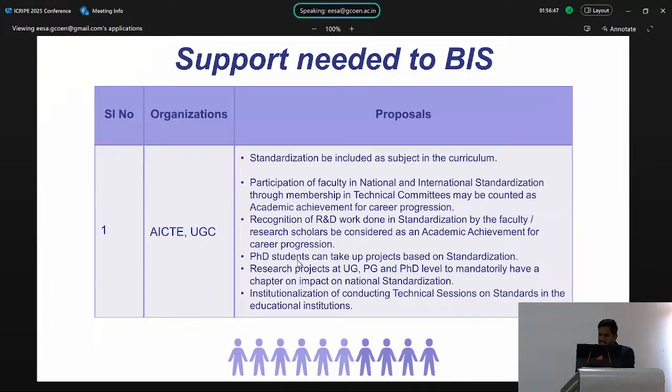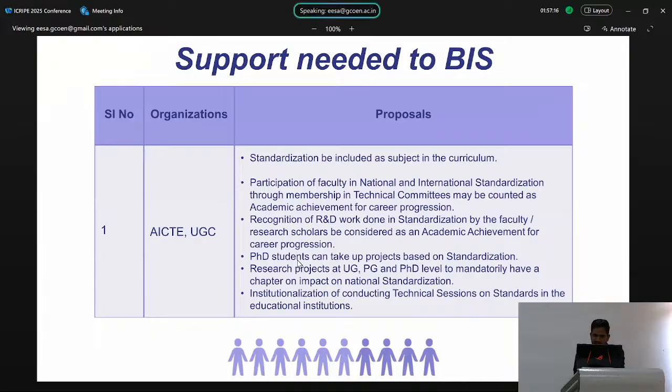Institutionalization of conducting technical sessions on standards in the educational institutions. BIS is already ready for delivering all such technical sessions to the colleges. However, we need support from AICTE and UGC that they should inform these colleges to have a good rapport with BIS, so that standardization reaches each and every student in all the colleges of our country.